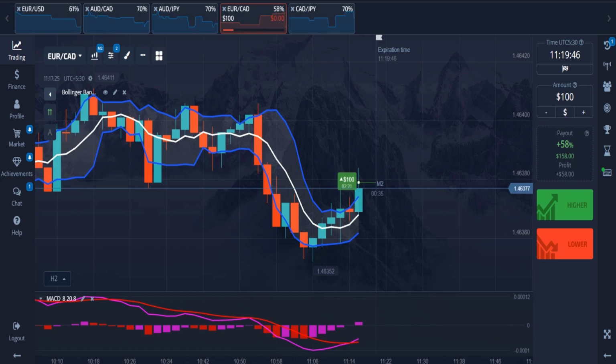However, I made a small mistake. I entered the trade before the candle closed. That's not recommended, as it's crucial to wait for the candle to close to confirm the setup. So I'll wait for this candle to finish, and then I'll look to enter the trade again on the next candle. Patience is key.